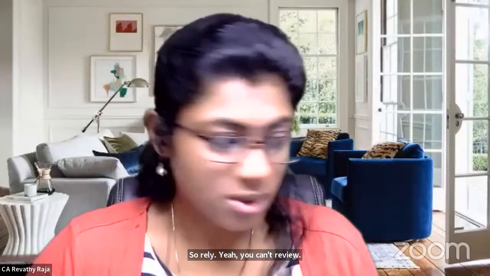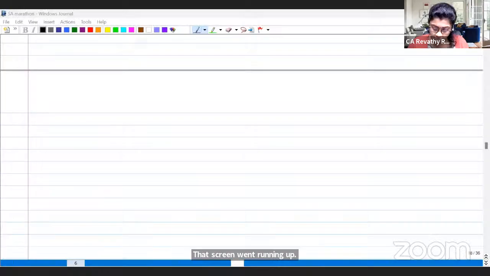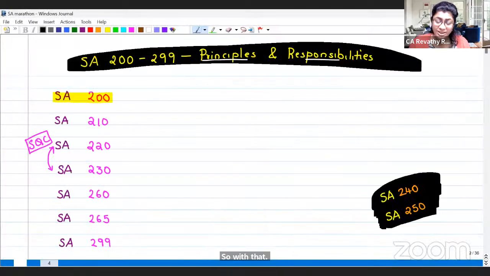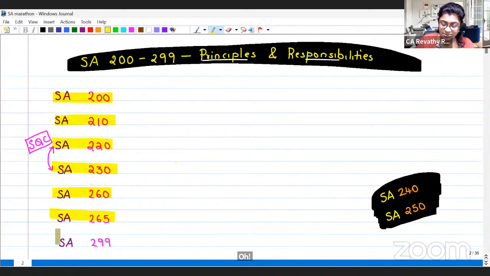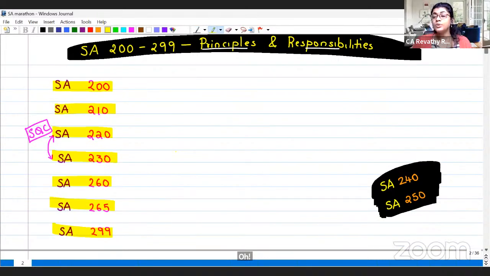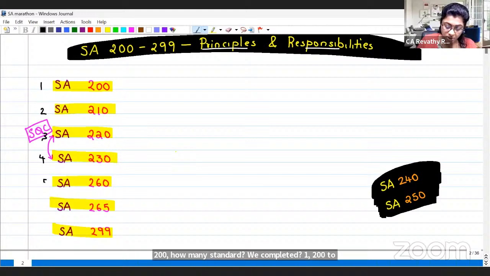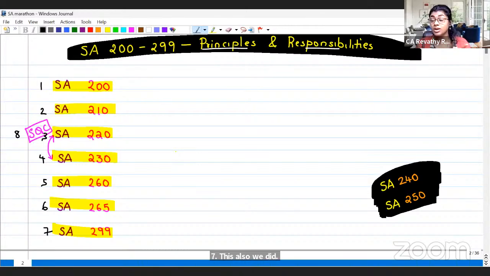So with that, we have done the 200 series standards. How many standards did we complete? 1, 200, 210, 220, 5, 6, 7. This also we did. 8 standards. Totally our target is 19, 20. 12 more standards are there. Let's see how it goes.